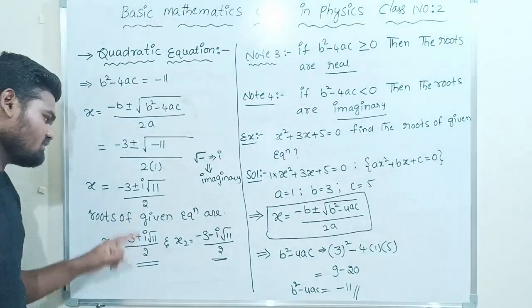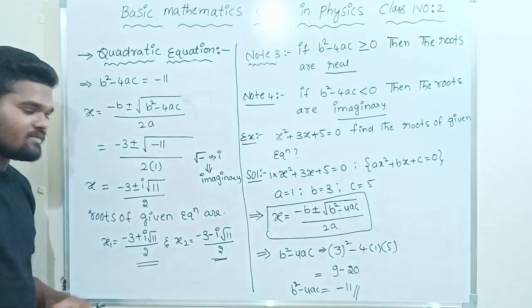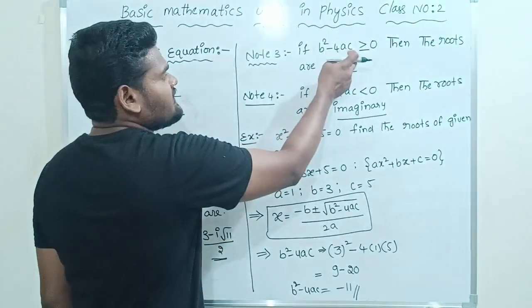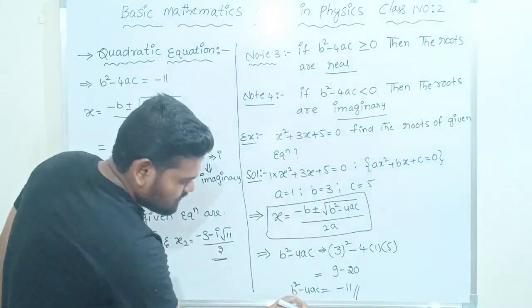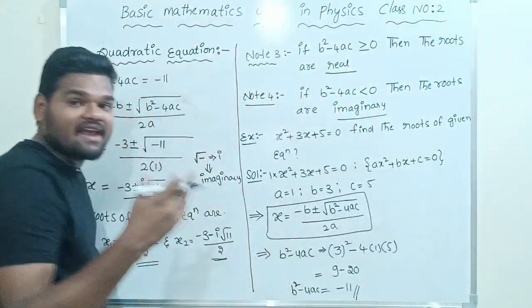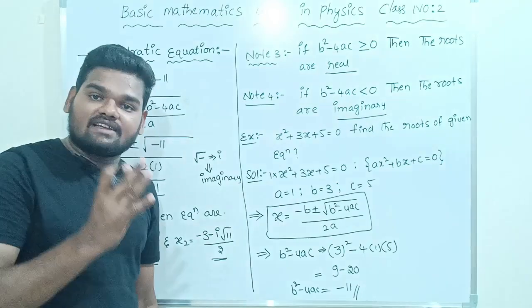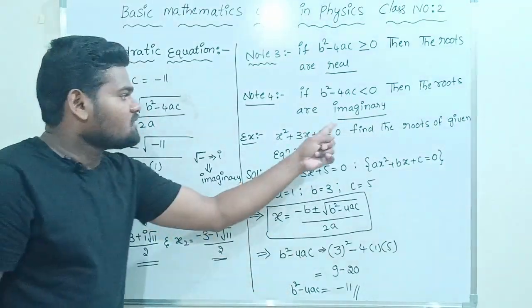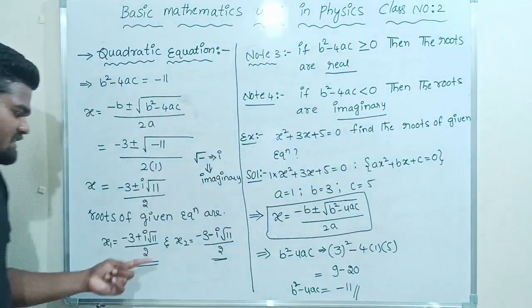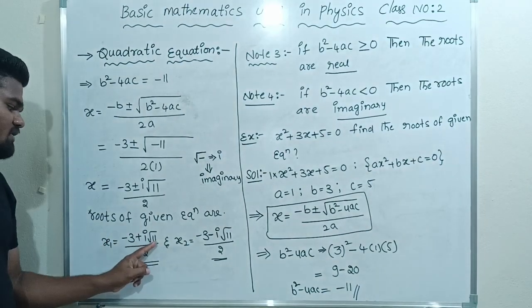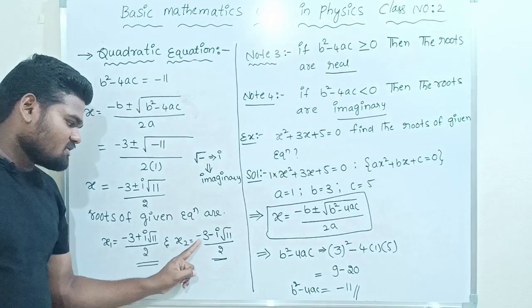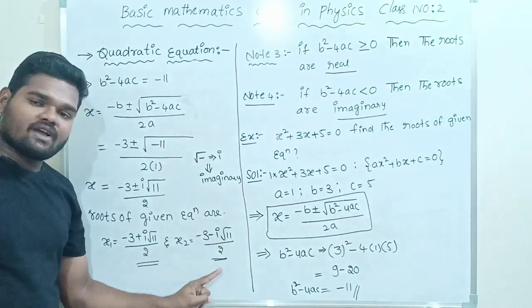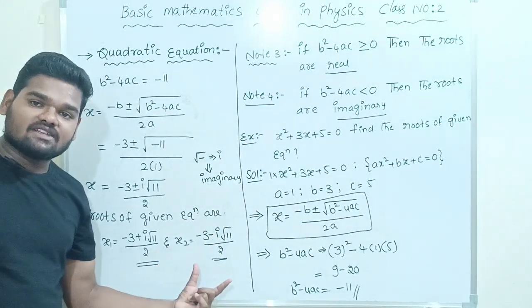So once we write the plus term, next we write the negative term. Whenever b square minus 4ac is less than 0, here b square minus 4ac is minus 11. Minus 11 is less than 0, so whatever roots we get are imaginary. Have a look: x1 is minus 3 plus i root 11 by 2, x2 is equal to minus 3 minus i root 11 by 2. So the roots are imaginary roots.